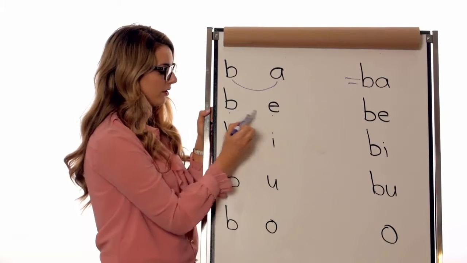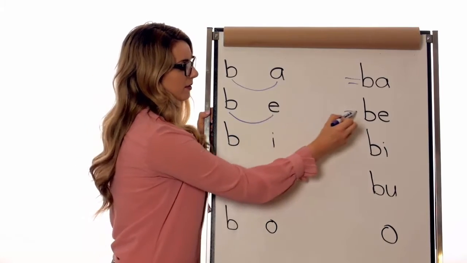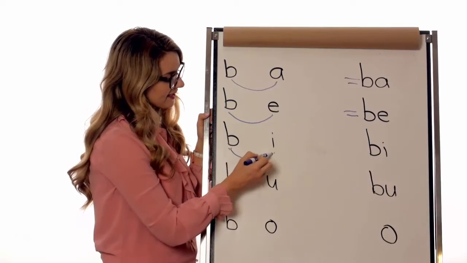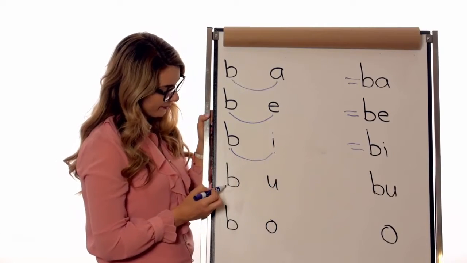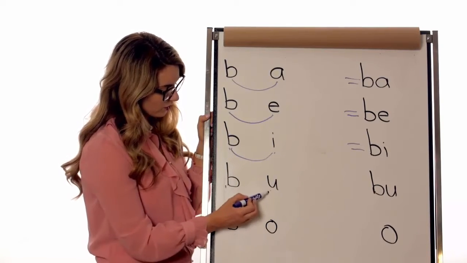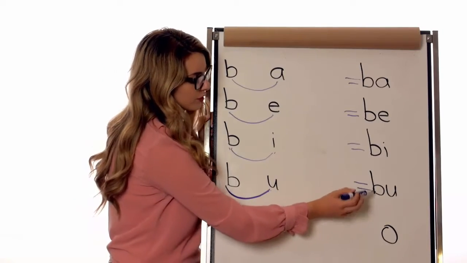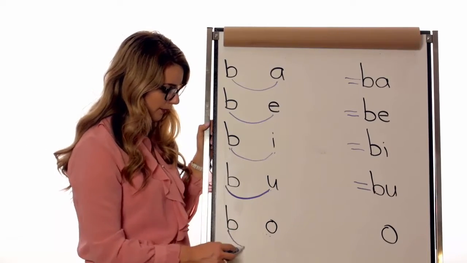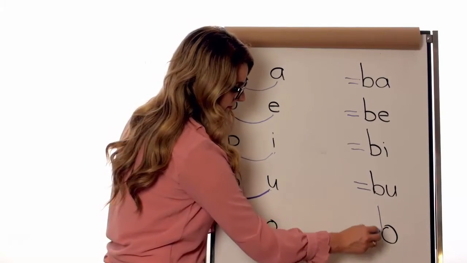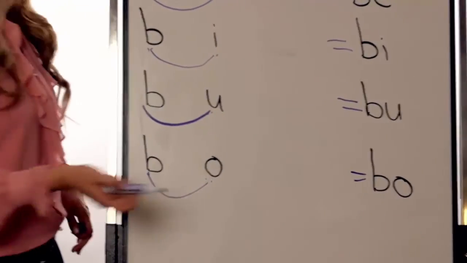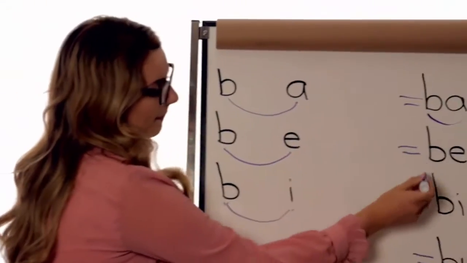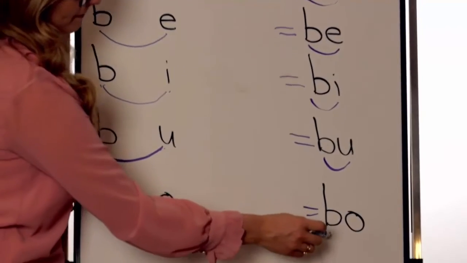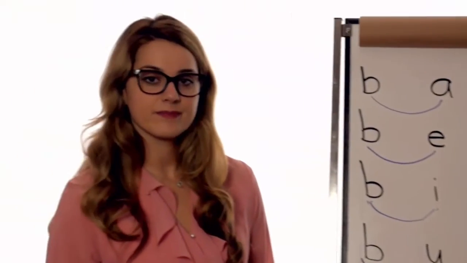B, E, be. B, U, bu. B, O, bo. Okay, now let's read these sounds top to bottom. Ba, be, bi, bu, bo. Good job.